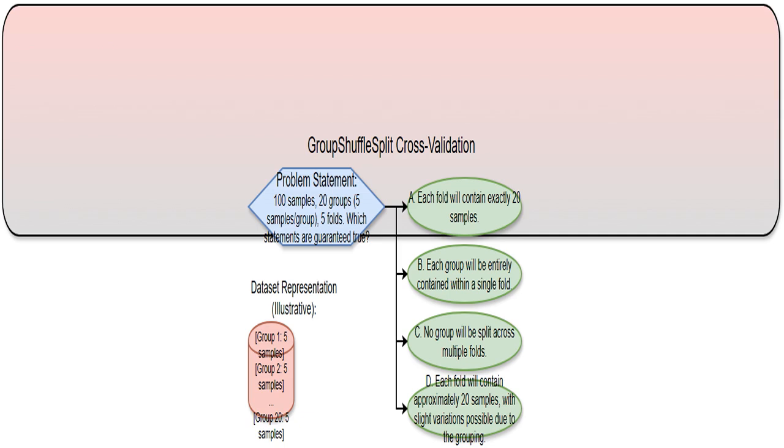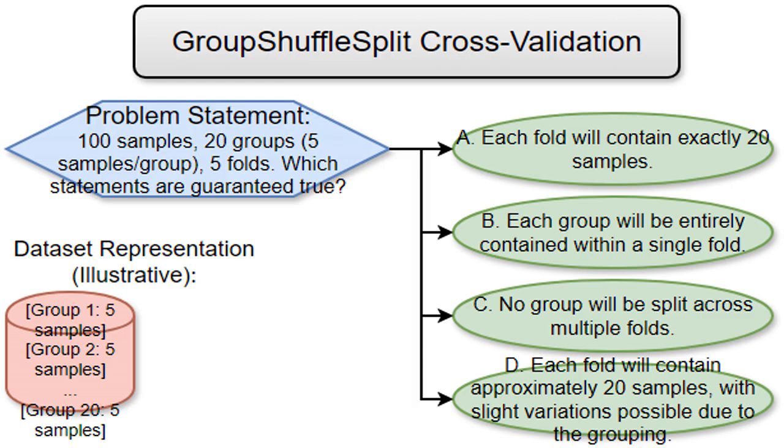I have 100 data points, organized into 20 groups of 5 samples each. I want to divide this data into 5 separate folds for cross-validation, making sure that groups remain intact.